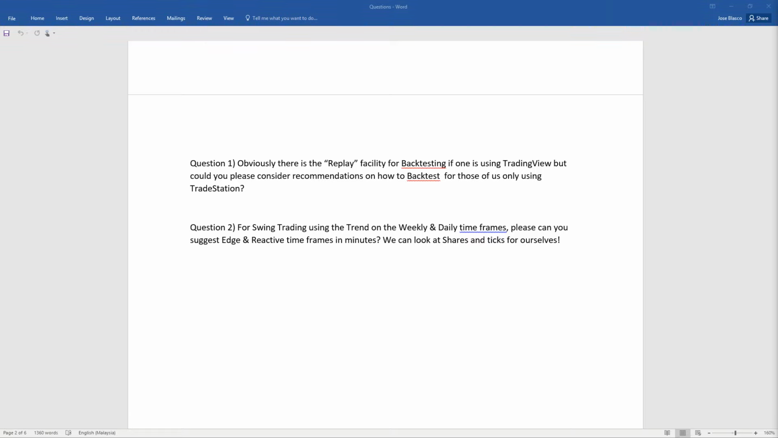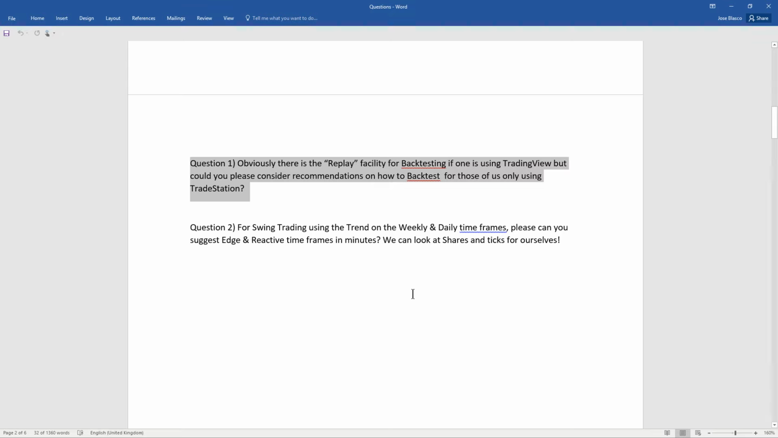So I will continue with the live questions in a minute. For now, let's take a look at the Word document. Okay. So question 1. The question here says, obviously there is the replay facility for backtesting if one is using TradingView, but could you please consider recommendations on how to backtest for those of us only using TradeStation, okay?